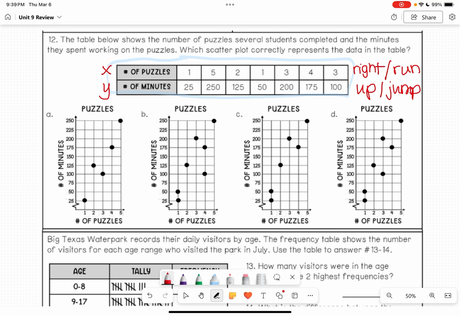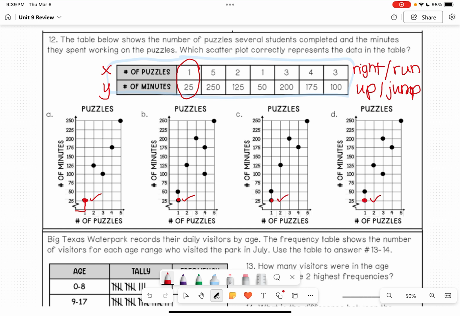All right, so I'm gonna do this first set. It says run 1 and go up to 25. So I'm gonna run to 1 and I'm gonna go up to 25. All right, perfect. I have a dot there. So make sure that A, B, C, and D all have a dot right there. So this works. I'm going to put a check mark so I know that I'm doing it correctly. There's one right here. It's correct. There's one right here. It's correct. So far they're all good.